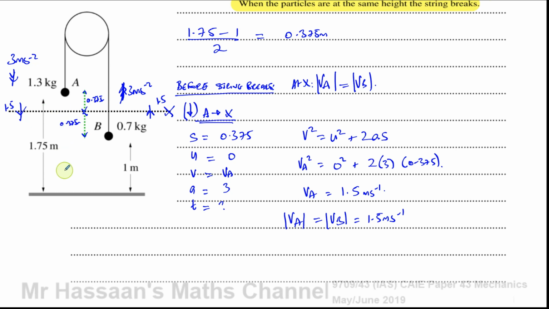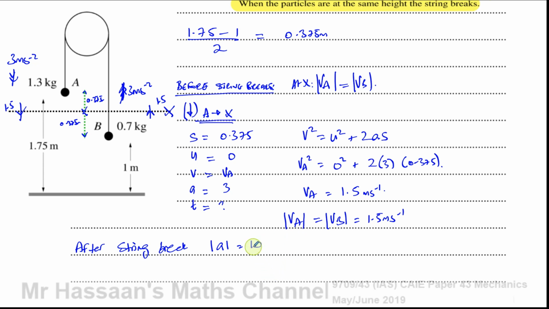So what we've got to find is the difference in the time it takes between them to reach the ground. A is falling downwards. So we find the time it takes A to reach the ground from this point down here, after the string has broken, where now there's no tension in the string. So we're only dealing now with its acceleration due to gravity. After the string breaks, the magnitude of the acceleration is going to be 10.